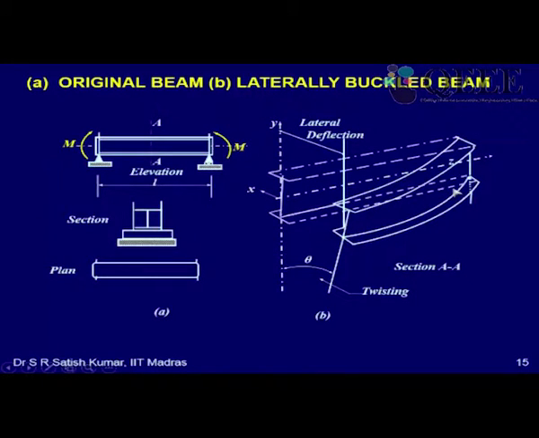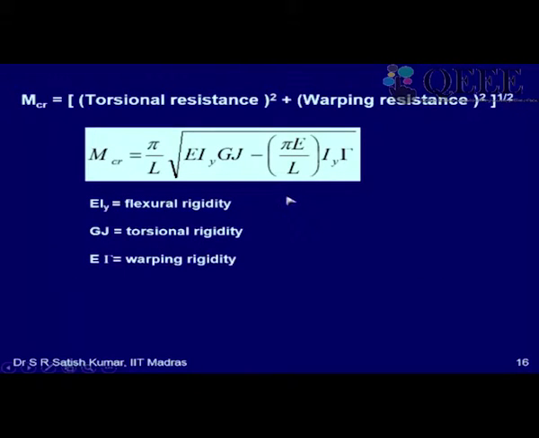Similar to the column, you assume the deflected shape, and based on that you can work out the internal moment of resistance to the bending, and that we find consists of basically three components or three rigidities. So basically MCR is the square root of torsional resistance plus warping resistance, which is given by pi by L, where L is the span of the beam, E into Iy, where Iy is the minor axis moment of inertia of the beam, GJ, where J is called the torsional constant.